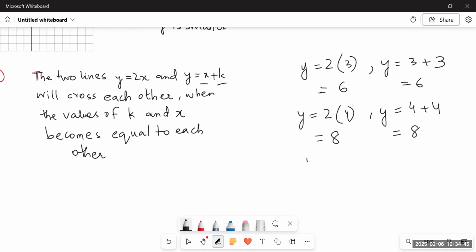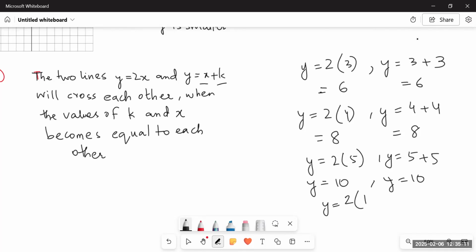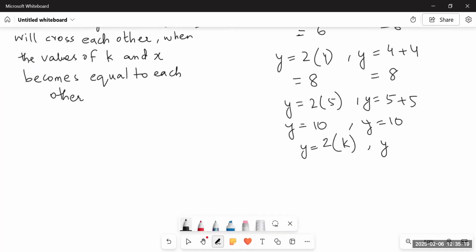You see, it means for the two equations, if the values of k and x become equal to each other, the answer to both would be the same. So both lines will meet when the values of k and x become equal to each other. This is a generalized equation we will get. So 2 fives are 10, y = 10 and y = 10 as well. And similarly, if y = 2 into k, that is, if we suppose the value of x becomes k, we can also see that for this equation, it would be the same as well.